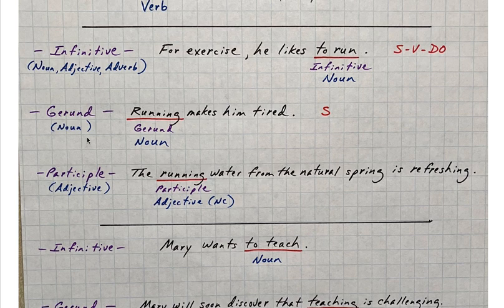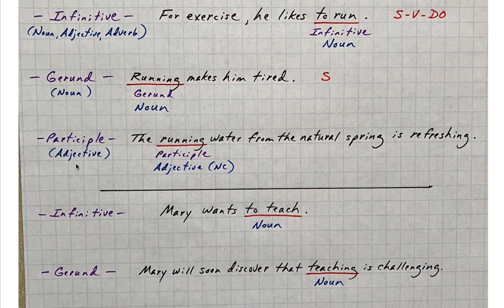Okay, then we have the verbal called the participle, and that functions as an adjective. The running water from the natural spring is refreshing. Okay, we see the ing form. We know it's a participle. It's not a regular verb, but it's a verbal. It's a participle, and it's also acting as an adjective, or nowadays we might call it a noun complement. All right, so you have your infinitive, gerund, and participle, and these are called verbals.